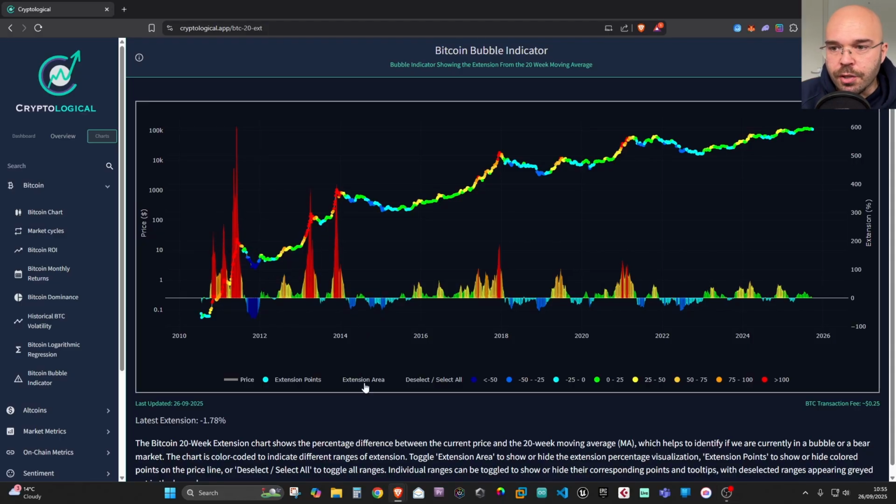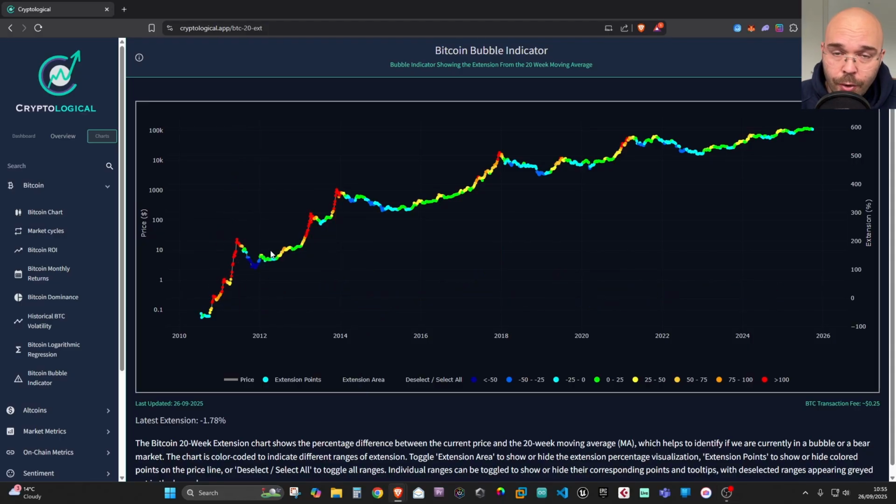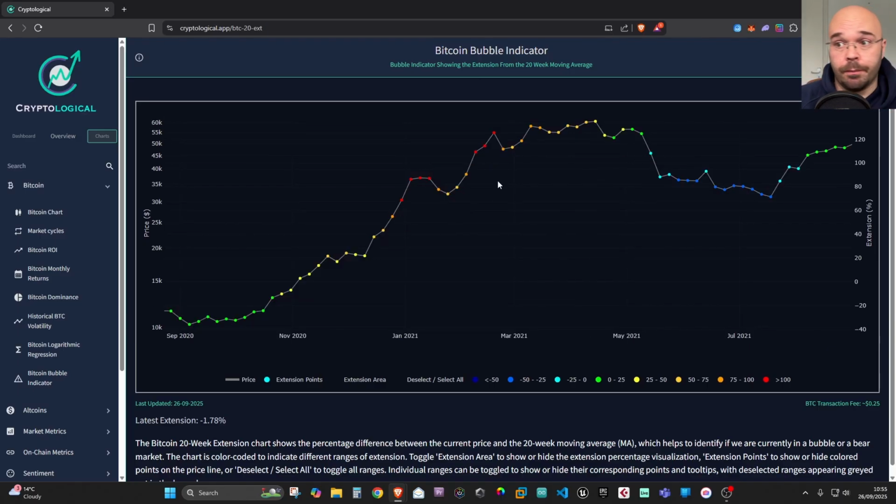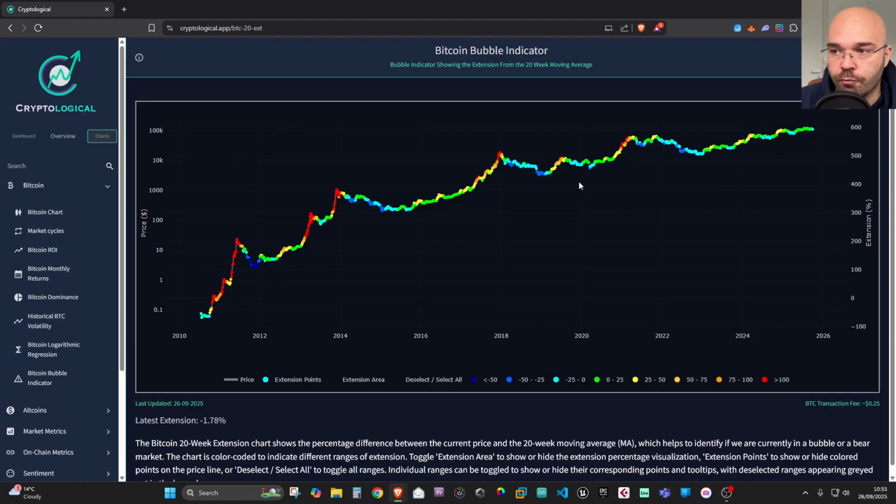So if we turn off the extension area and just look at the price action with the color-coded extension levels on it, we can see clearly when it's red, that's Bitcoin bubble territory. Every single bull market endpoint has corresponded to either a long period of the red extension levels or just topping out around those levels. So it's a really good way of understanding we've been above the 20-week moving average. In fact, over 100% is the level that the red color corresponds to.